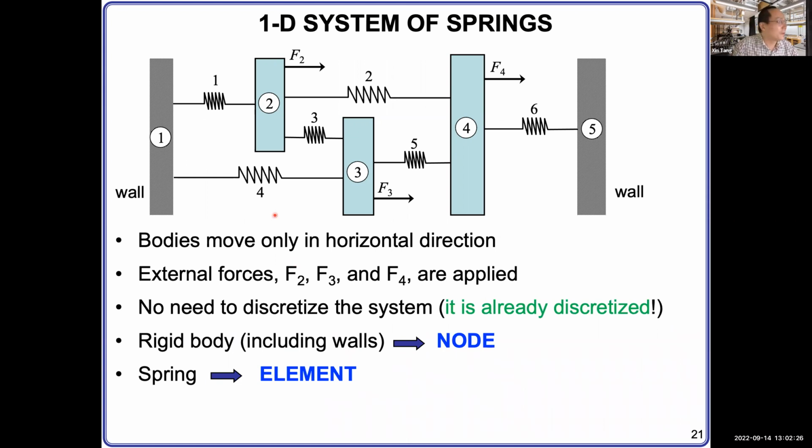So we have seen this 1D system of springs, and we have gotten familiar with the notation of the node, which consists of the wall and the rigid movable body, right? This is the notation, a number enclosed by a circle. And then we got familiar with the notation of the element. That is a spring here. There's an element, right? They just use a number to denote that.